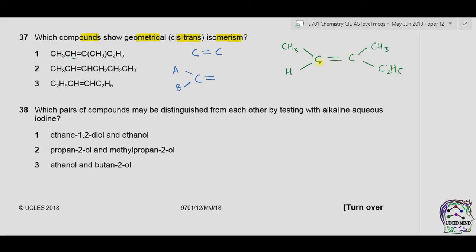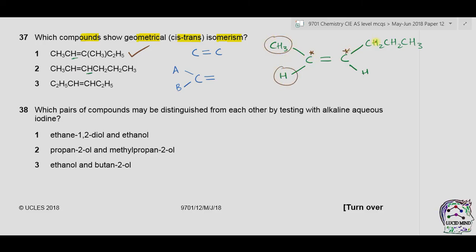Now as we can see that a double bond is present and also the double bonded carbon is attached with two different groups on both sides, so therefore it will show cis-trans isomerism. Now drawing part 2, we have CH3, carbon, hydrogen is also present. Then we have carbon with hydrogen and CH2, CH2, CH3. Now we can see that a double bond is present and also the double bonded carbon is attached with two different groups or elements on both sides. So therefore this will also show cis-trans isomerism.